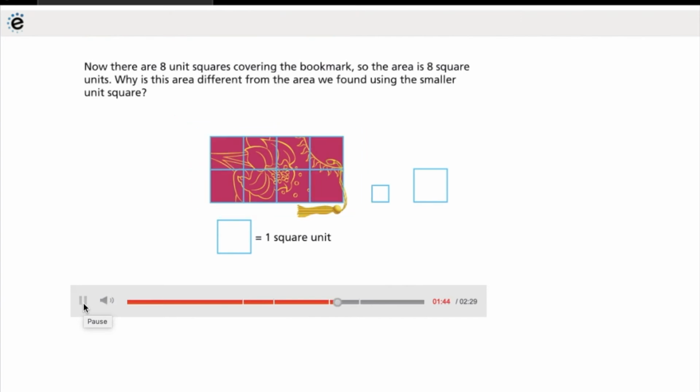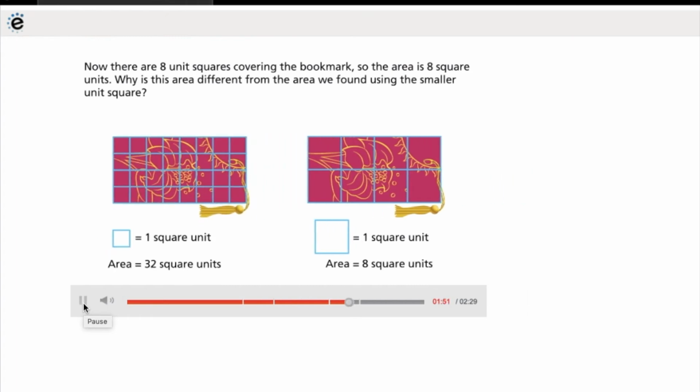You can use a different, larger unit square to find the area of this same bookmark. What is the area of Tran's bookmark using this larger unit square? Ooh, now we've moved on to the bigger square. So 1, 2, 1, 2, 3, 4. So 8. 2 times 4 will give me 8. Now there are 8 unit squares covering the bookmark. So the area is 8 square units. Why is this area different from the area we found using the smaller unit square?